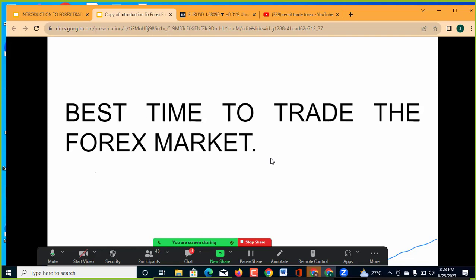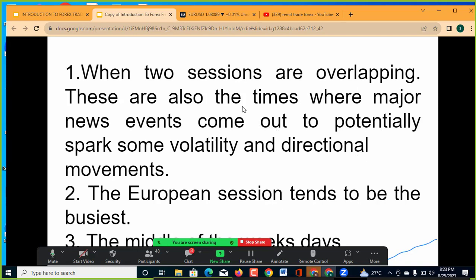Best time to trade the Forex market. Like I told you, there is a best time to trade and a worst time to trade. So let's first of all look at the best time to trade. The best time to trade the Forex market is when two sessions are overlapping, like we saw in the diagram in the previous slide. Why? Because at that time buyers and sellers from both sessions come together, the number of buyers and sellers increases, so volatility increases in the market. The next one is the European session.